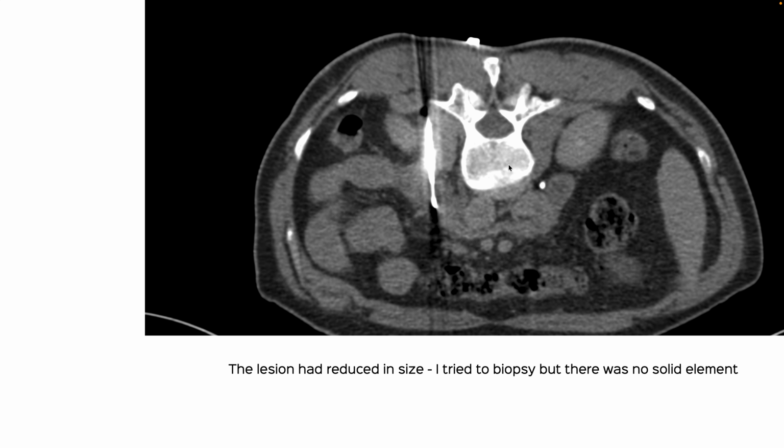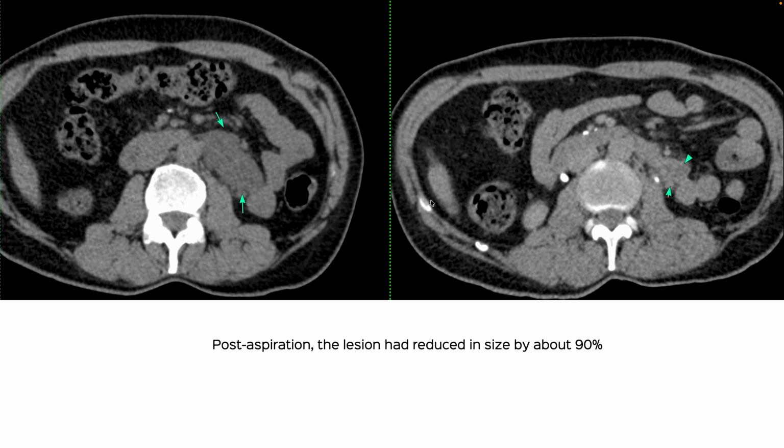35 cc of it. The lesion's already reduced in size, so by the time I introduced the gun, it had shrunk by more than 50%, and there was absolutely no solid component. I tried about 3 times, and there was no core tissue. So just the aspirate was to be enough to make a diagnosis, and the lesion has reduced in size by almost 90% at the end of the procedure.